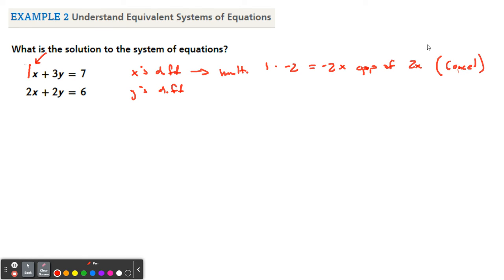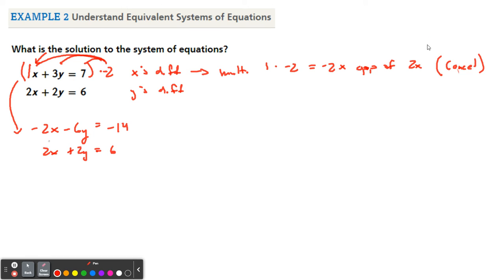So in this case, we're going to take a big parenthesis and put a times -2. You can put it behind it or in front of it, I don't care. I'm going to put it behind it. And you're going to distribute that -2 to all 3 terms. So that equation now becomes -2x. 3 times -2 is -6y. And 7 times negative 2 is negative 14. The second equation, we're not going to multiply by anything. 2x plus 2y equals 6.